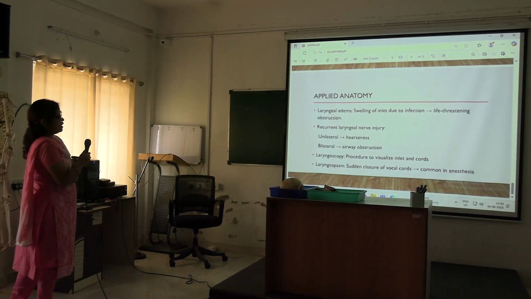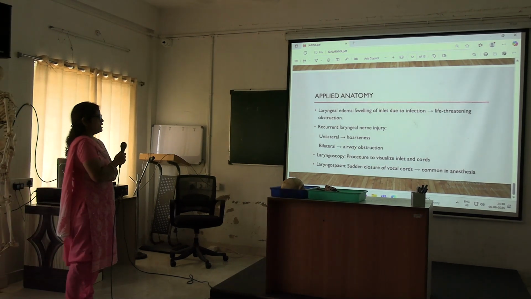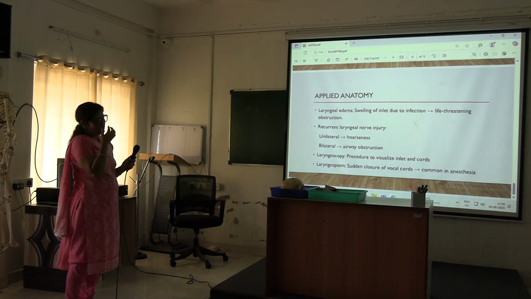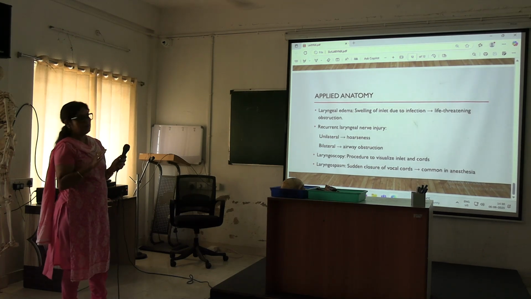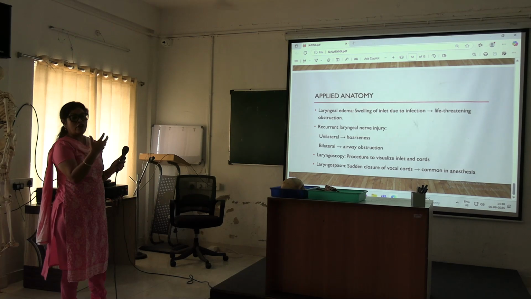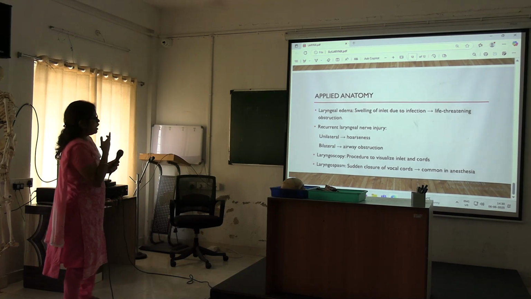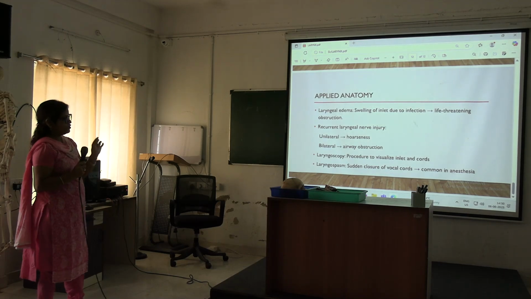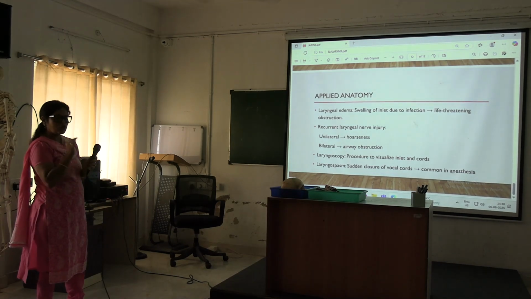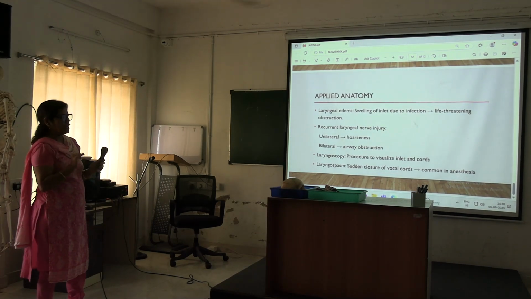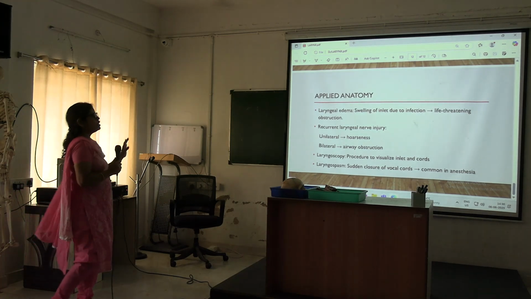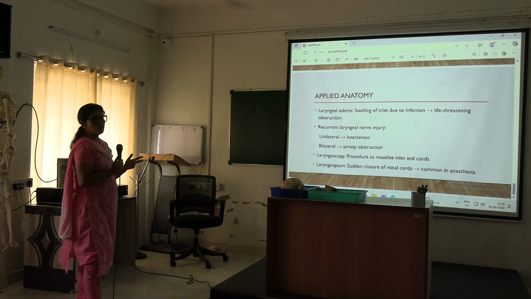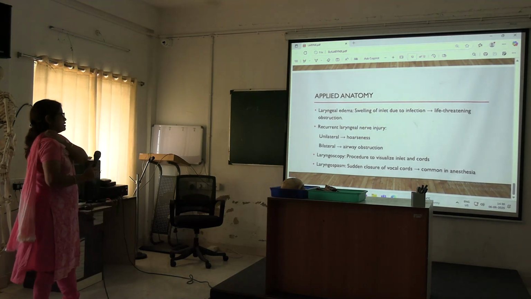Now what is the applied anatomy? You can see laryngeal edema. If there is laryngeal edema, then what happens? The vocal cord becomes thickened and there is hoarseness of voice. The patient will have difficulty in talking, and if it is more, that is life threatening, as it will close the airway inlet, causing obstruction. In severe allergic conditions, you can get cases of laryngeal edema.